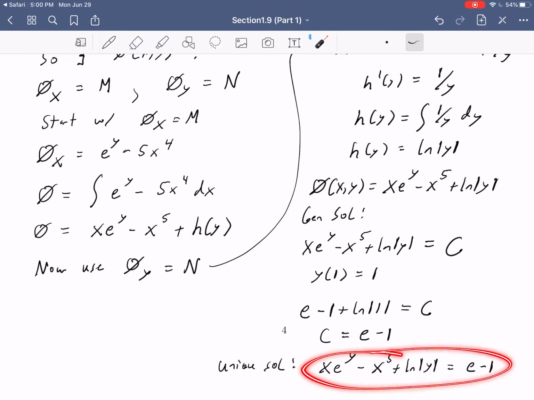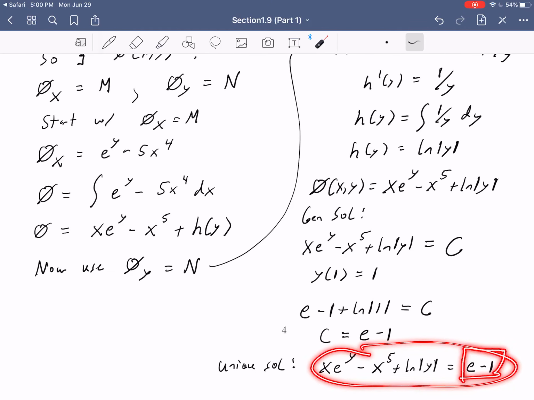And there we go. For these ones that are exact, it is never going to be a good idea to try to get an explicit solution. We're always just comfortable having our multivariate relation here and a constant on the right-hand side. If we're looking for the general solution, it's totally fine that there's just an unknown constant. If we're solving an IVP, we just find out what that unique constant should be on the right-hand side.